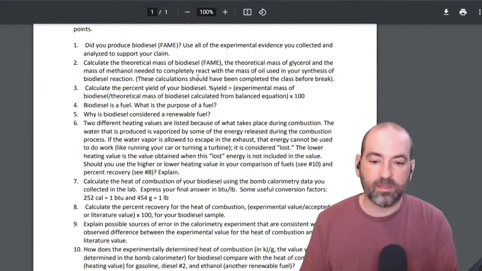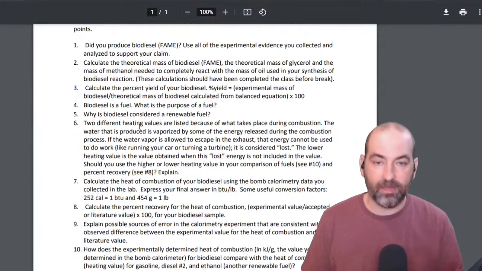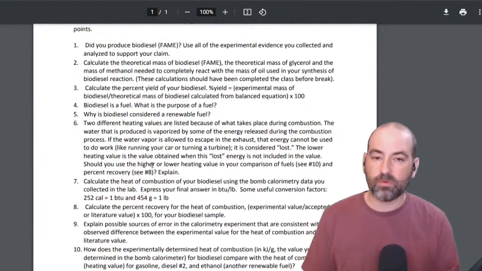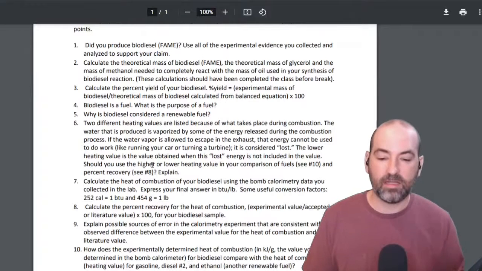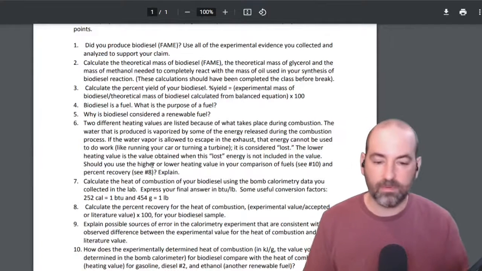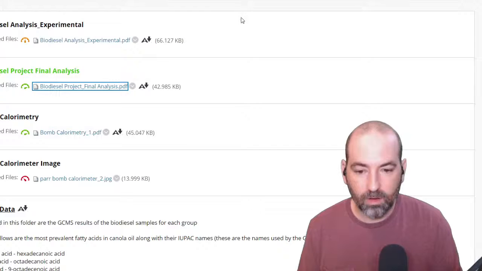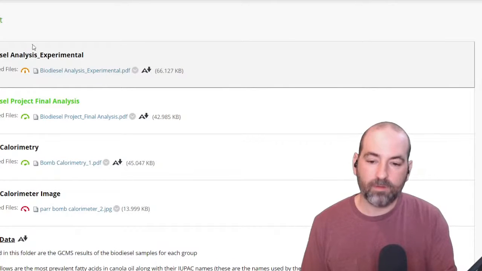And then calculating the theoretical mass and the percent yield. These are things we'll do together. We'll do these calculations together. And then the heats of combustion, which is what we're going to measure in lab. So these are all based on the data that you get in lab. And you'll be getting all those data this week or next week, depending on if you're in group A or group B. All right, so for this week, what we're going to focus on is the experimental biodiesel analysis.